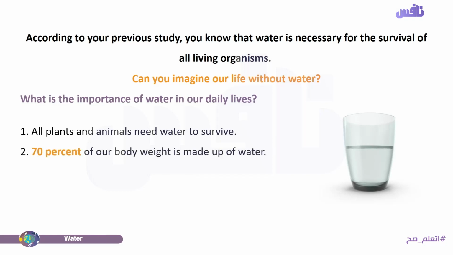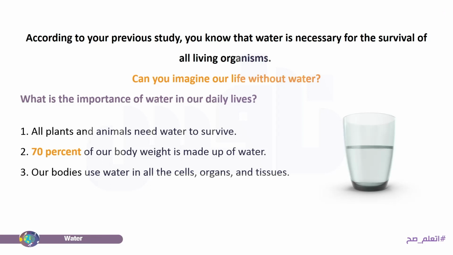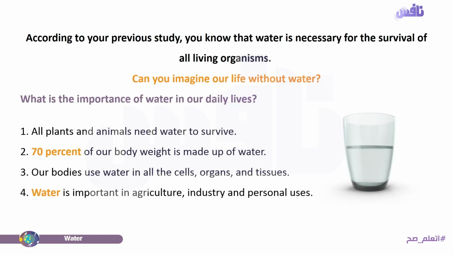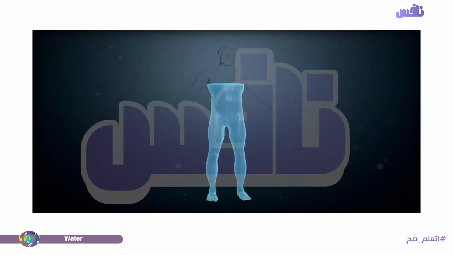Number 2, 70% of our body weight is made of water. Number 3, our bodies use water in all the cells, organs, and tissues. Number 4, water is important in agriculture, industry, and personal uses. Let's watch a video, the importance of water.